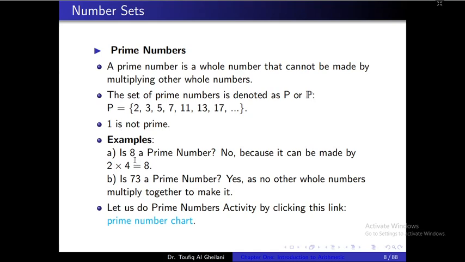Example, is 8 a prime number? No. Why? Because 1 times 8 equals 8, but there are also two other numbers we can use to get 8. So 2 times 4. Let's take another example. Is 73 a prime number? Yes, as there are no other whole numbers multiplying together to make 73. So we get 73 only by 1 times 73.